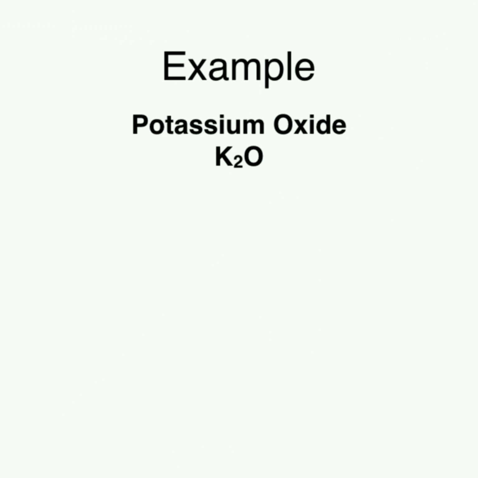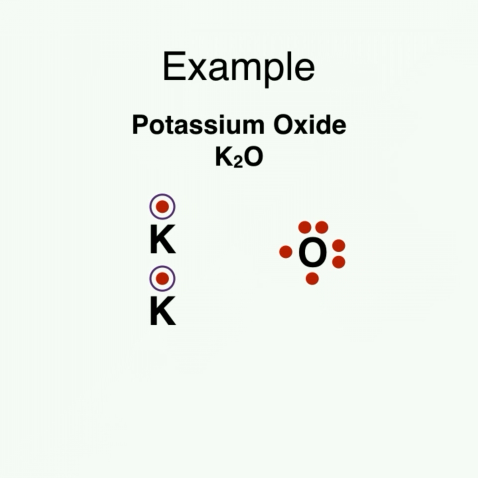Let's now look at an example of the ionic compound potassium oxide. Looking at the Lewis dot diagrams for both elements, the two potassium atoms each have 1 valence electron they would like to lose, while the oxygen atom has 2 unpaired electrons in its valence shell. Thus, both potassium atoms will give up their electrons to the oxygen atom. The resulting Lewis dot diagram will look like this.